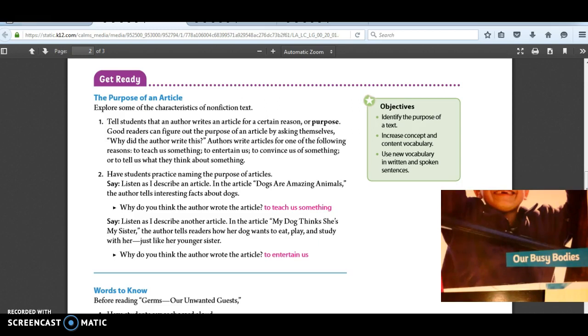Another example would be the article, My Dog Thinks She's My Sister. The author tells readers how her dog wants to eat, play, and study with her, just like her younger sister. You can ask your student, why do you think the author wrote the article? To teach us something or to make us laugh? And we're hoping that your student will come up with the answer to make us laugh.